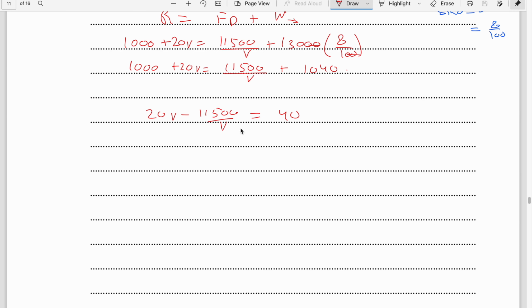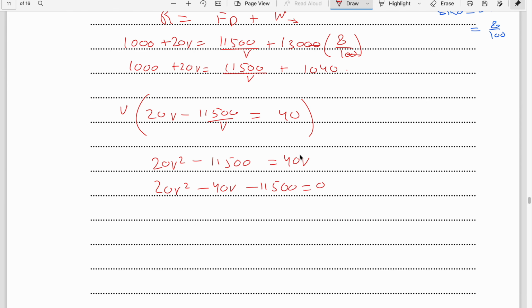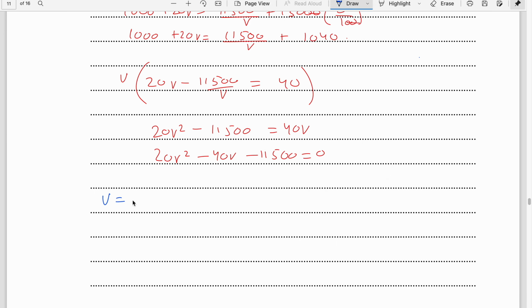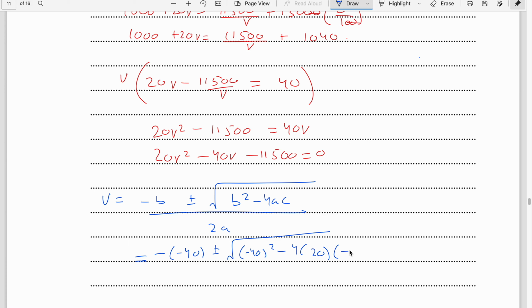So multiplying the whole equation by V, 20V squared minus 11,500 equals 40V. So 20V squared minus 40V minus 11,500 equals 0. Now we can apply the quadratic formula. So velocity is equal to minus b plus or minus square root of b squared minus 4ac over 2a. So minus, this is minus 40 plus or minus the square root of b squared minus 4ac, with c being negative 11,500, divided by 2a.